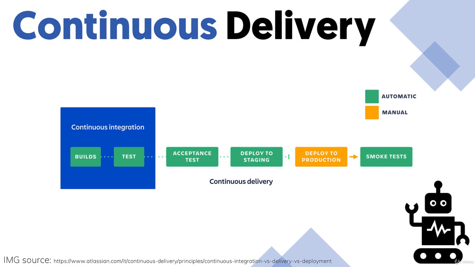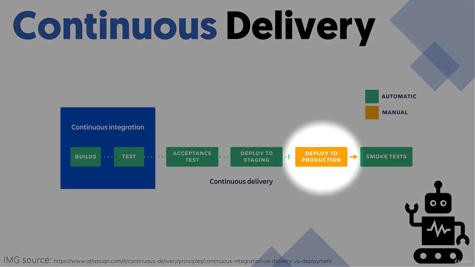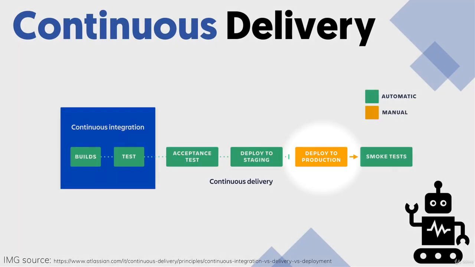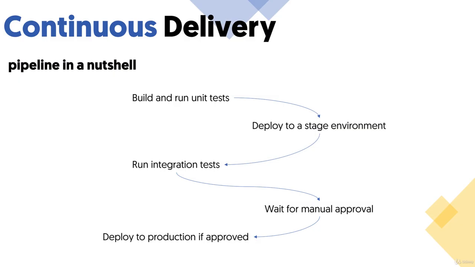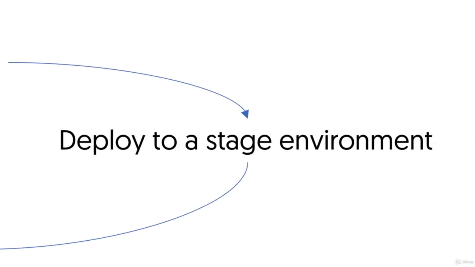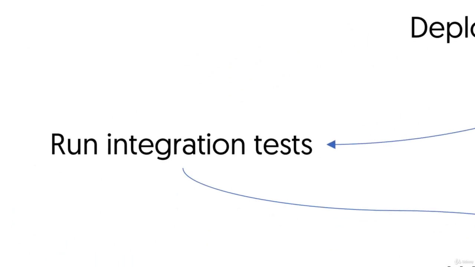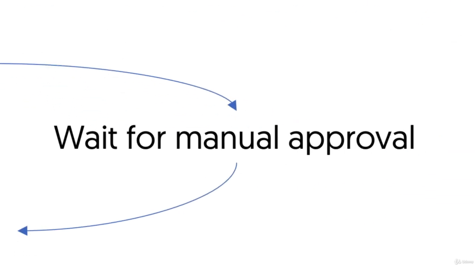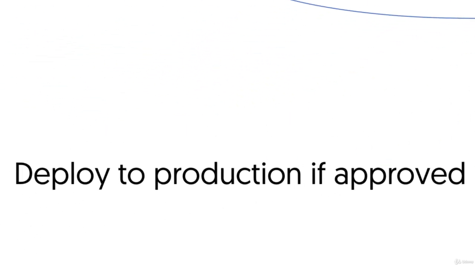Continuous delivery is the practice of automating the steps of building software until it is deployment ready. Deploying the software to production happens only after a manual approval, which means that there is an additional layer of control that requires a human to give the deployment a green light. A typical continuous delivery pipeline looks something like this. It builds and runs unit tests, it deploys the app to a stage environment, runs integration tests, then waits for manual approval, and finally deploys to production if approved.